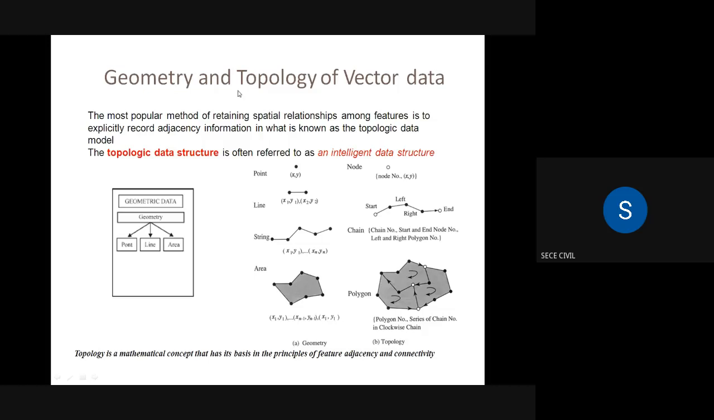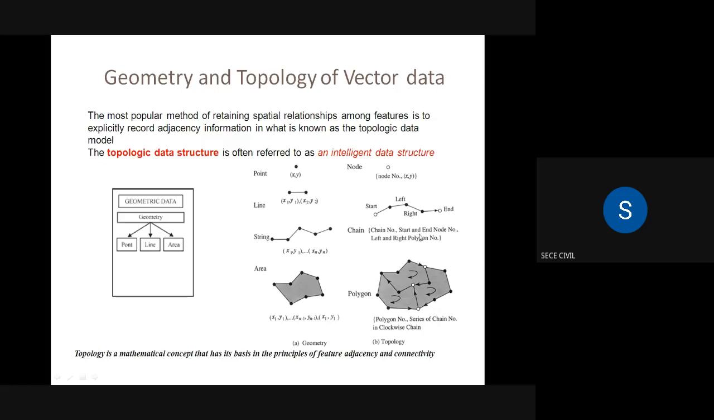Next, geometry and topology of vector data. The most popular method of retaining spatial relationships among features is to explicitly record adjacency information in what is known as the topologic data model. Okay, the topologic data structure is often referred to as an intelligent data structure. Okay, topology is nothing but map only. Okay, so geometric data. So geometry consists of point, line, area.